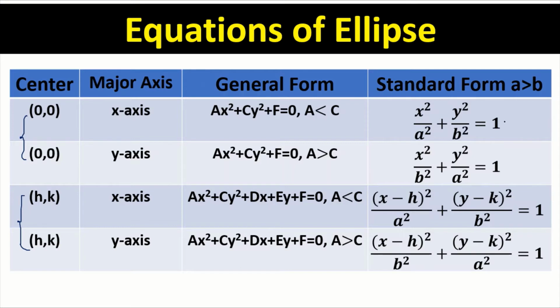So, for example, we have this first part. If a squared is below ng x squared, therefore, ang major axis is in x-axis. And in this part, kung ang a squared naman natin is below ng y minus k squared, therefore, ang major axis natin ay nakay y-axis.